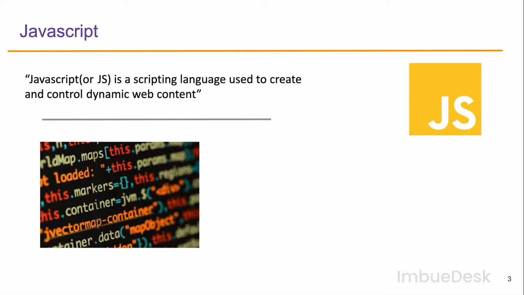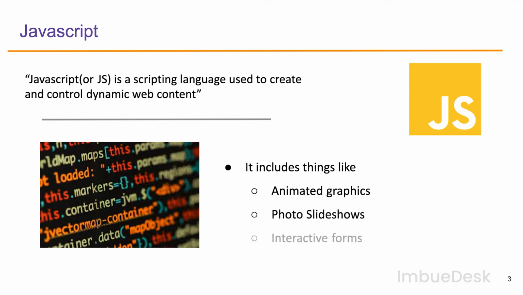HTML and CSS are languages that give structure and style to web pages. JavaScript gives web pages interactive elements that engage a user. So it includes things like animated graphics, photo slideshows, and interactive forms.